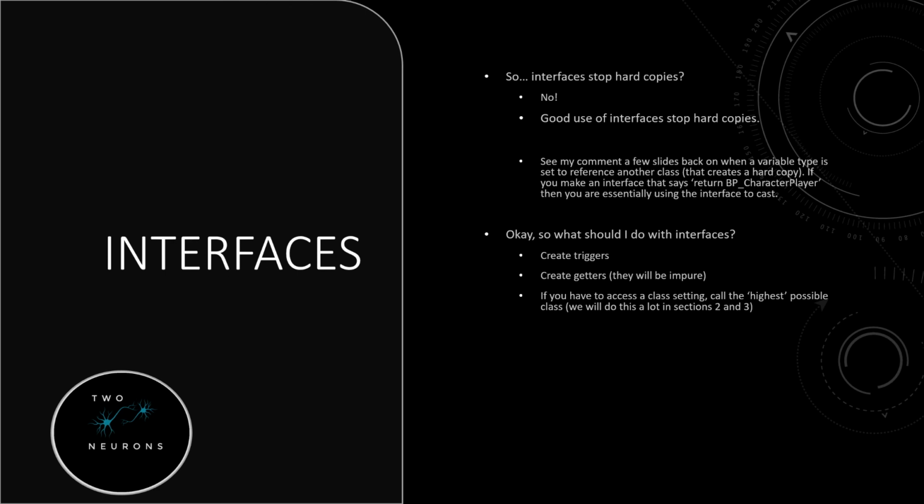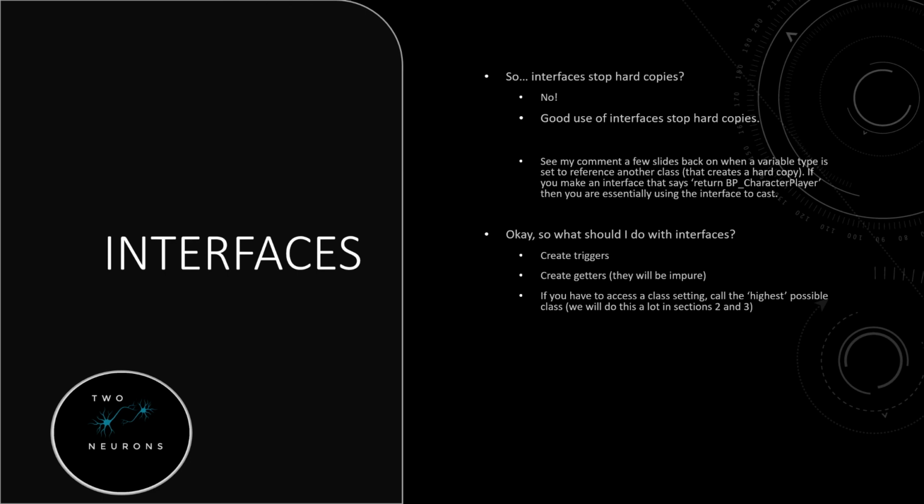That sentence got away from me, clearly. So if you have to access a class setting, you go for the highest, or a method of a particular class. You just need to get the class itself. You always go for the highest class possible. And we will be doing this a lot in sections 2 and 3. Instead of getting our inventory system and casting directly to our inventory system or to the items, we will go to the highest possible actor class.